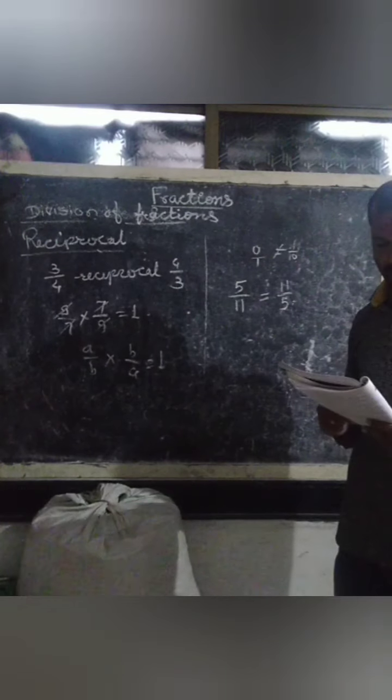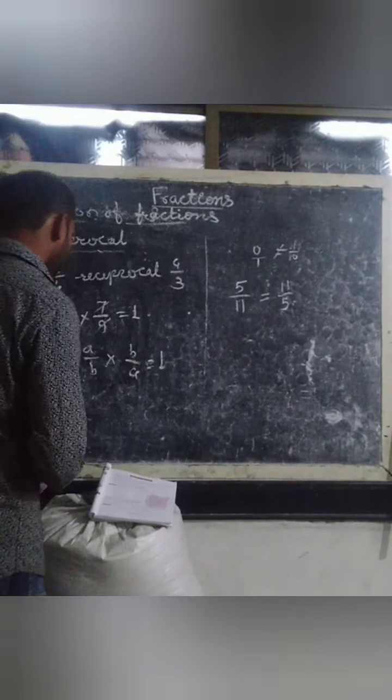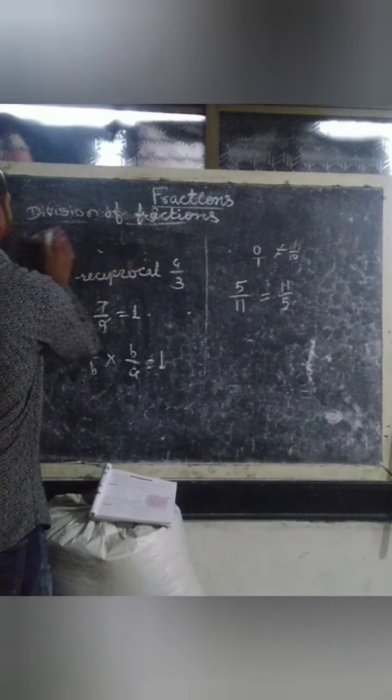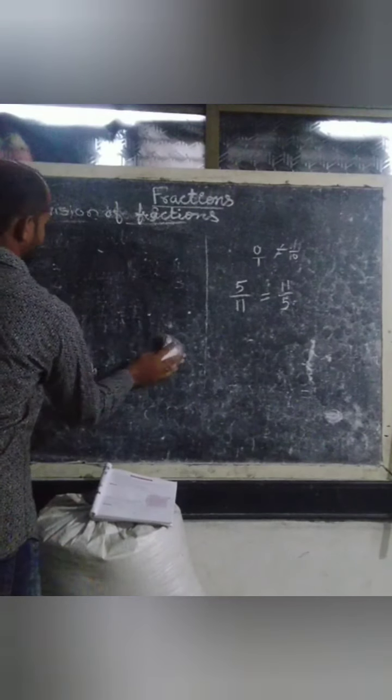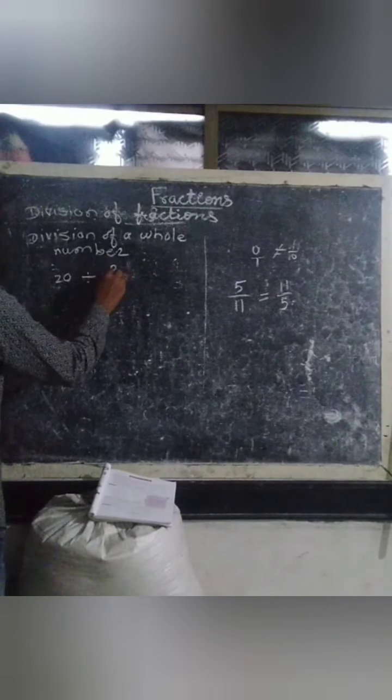Then we will see division of a whole number by a fraction. Division of a whole number by a fraction. Suppose we are given this example: 20 divided by 2 upon 3.